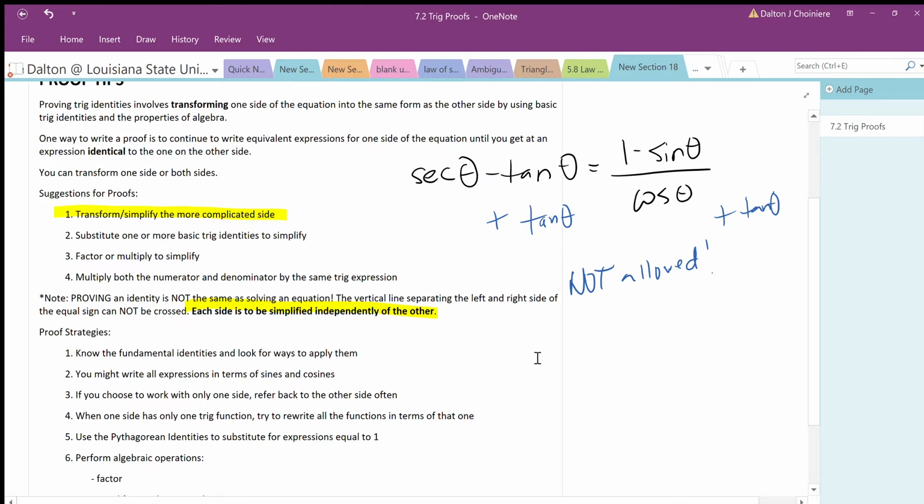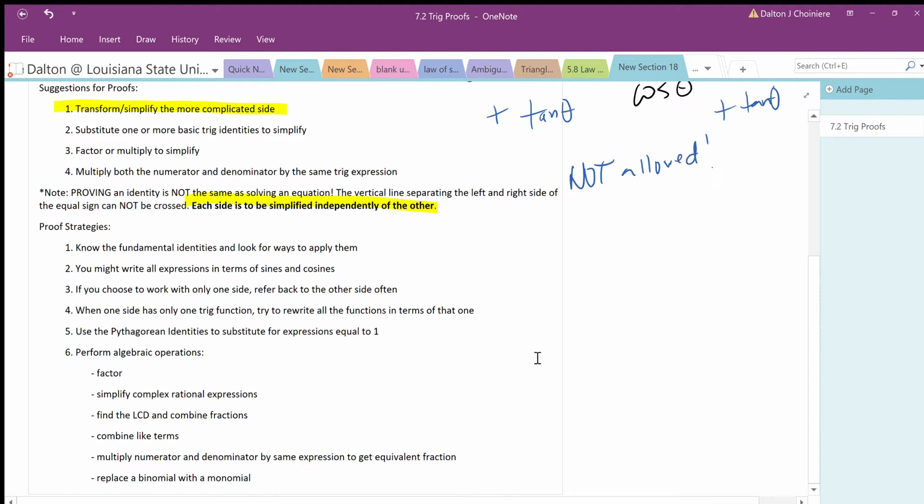So here are some strategies. Number one, know the fundamental identities and look for ways to apply them. Now, of course, I had multiple people ask, do we have to memorize the identities? The answer is going to be no. I don't exactly know if I'm going to provide them to you or let you use your reference sheets or whatever, but I'm more concerned that you are able to know when and how to use your identities rather than memorize them.